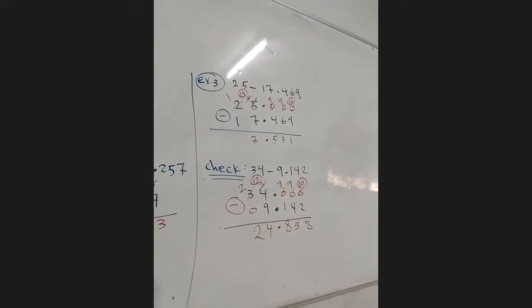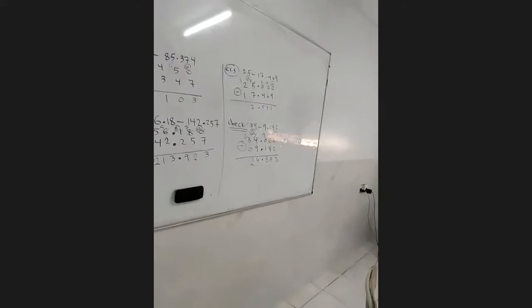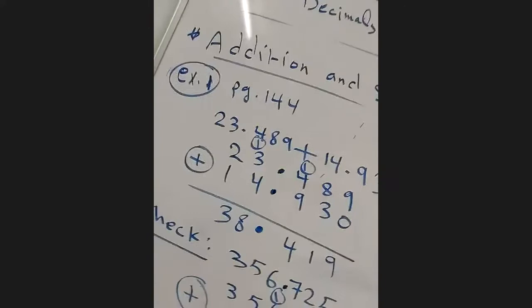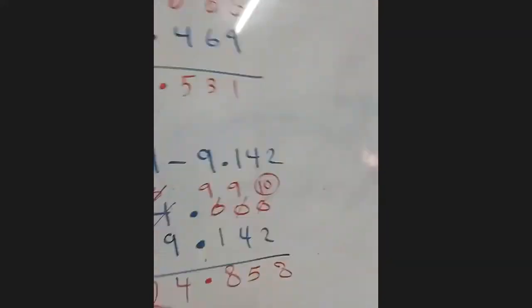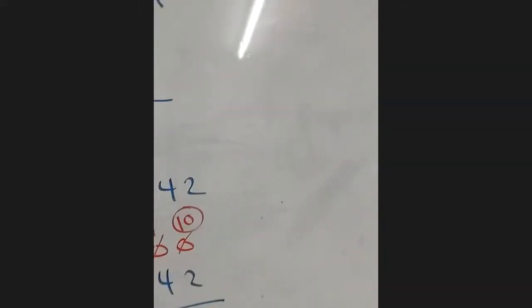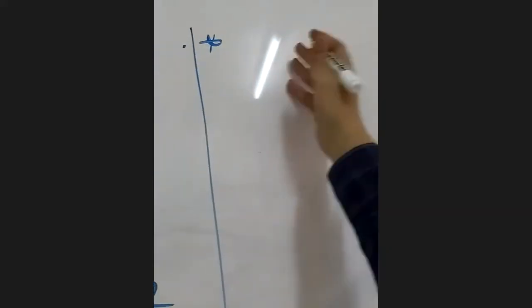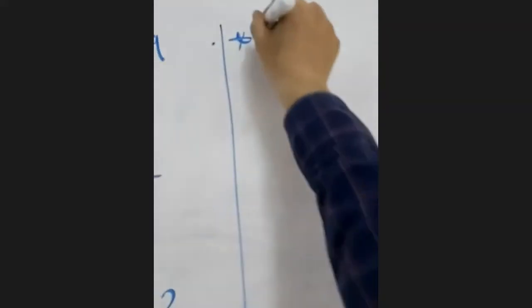Check your answers. The next operation is multiplication. Yeah, let's do multiplication together. And focus here, guys. Let's remember, we also did it in grade 5, how to multiply decimals, multiplication of decimals.